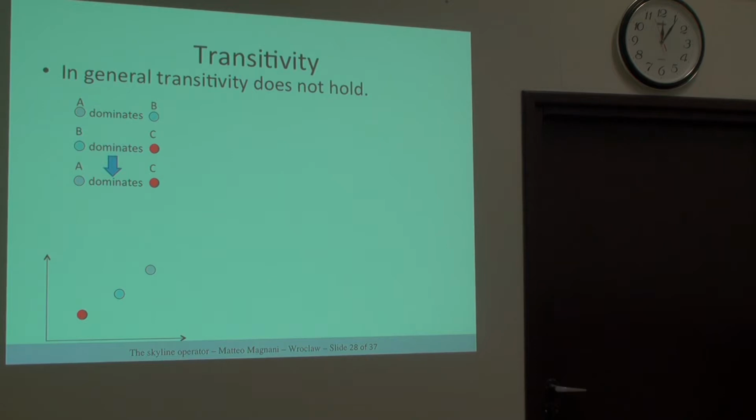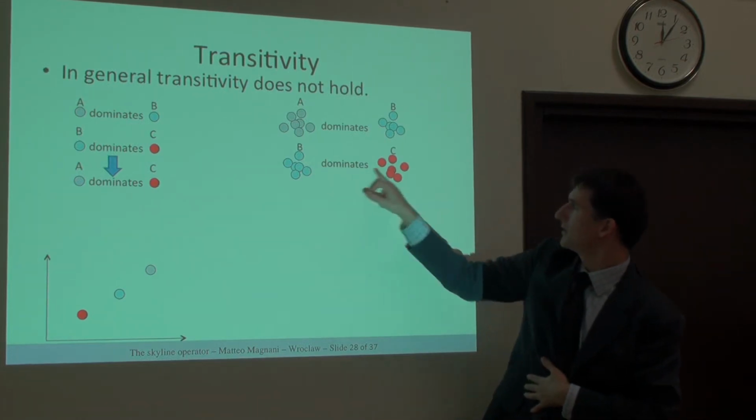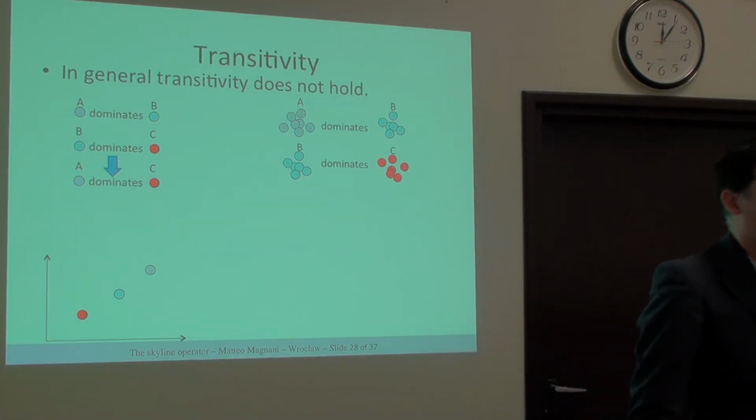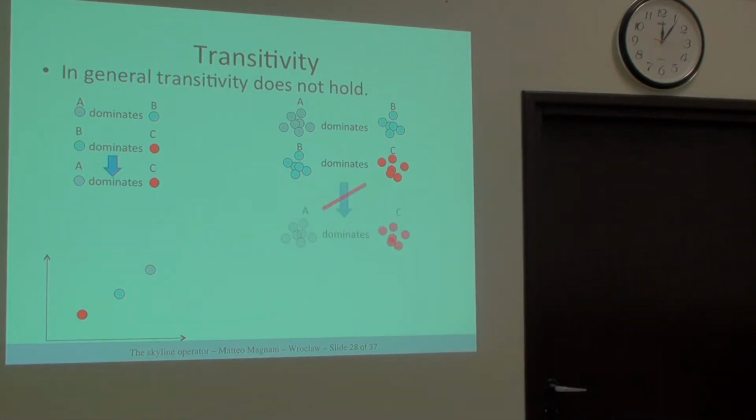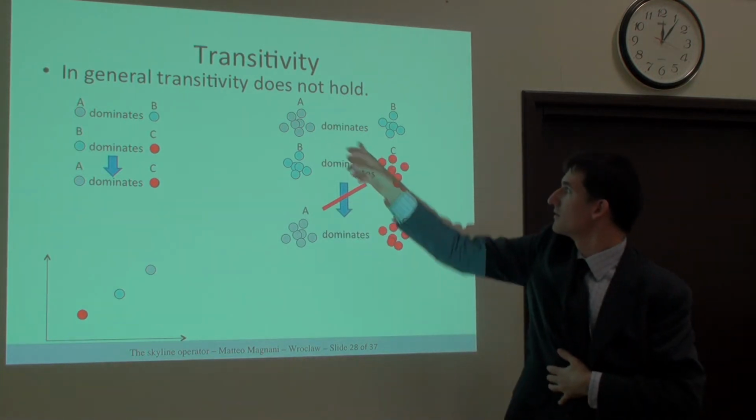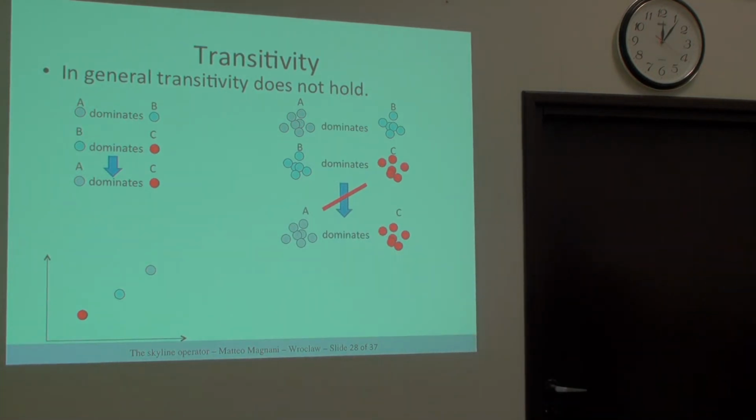So I can say that a group of records dominates another one. So it's like 60% more probable that I'm better than you, and only 40% more probable that you are better than me. So I'm dominating you, I'm better in general, and then you are dominating some other group, and in general, we cannot conclude that this dominates that. Which I would say is quite unexpected, at least to me.